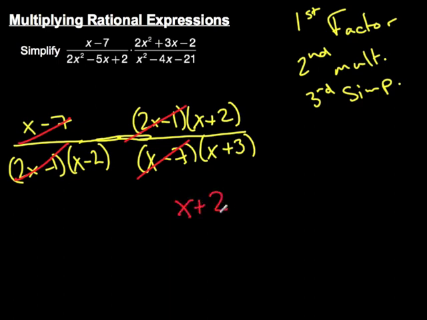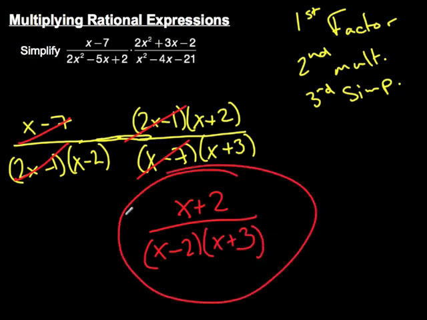x plus 2 over x minus 2 times x plus 3. Don't bother multiplying things back out. You're more likely to make a mistake and then it'll be incorrect. Just leave it factored, leave it like that. It's perfect as is.